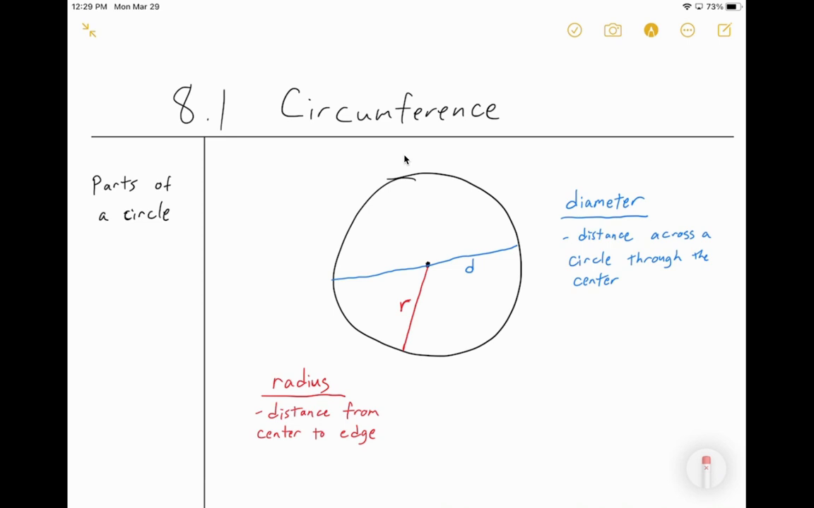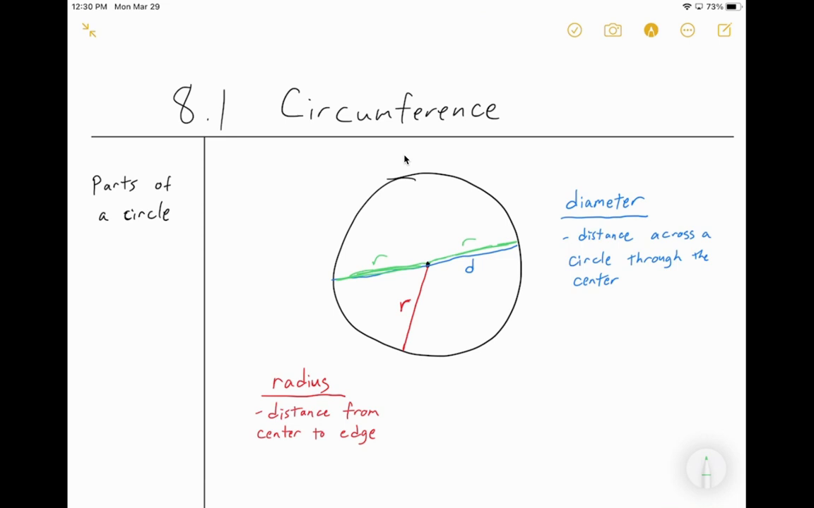Right. Let's think about it. How does a radius compare to a diameter? Check it out. If you draw a radius, I'll do a different color here. Remember, a radius goes from the center to the edge. So that's a radius. And another one that goes from the center to the edge. So that's a radius. So that means that if I have two radii together, it's equal to one diameter, right?